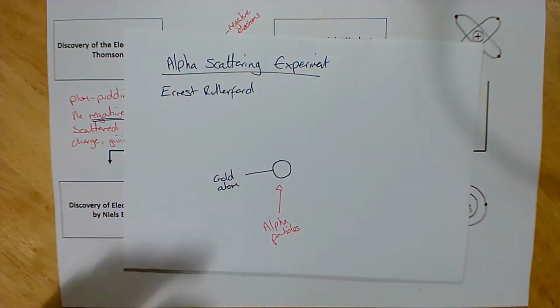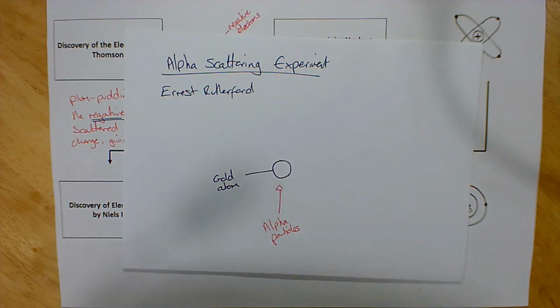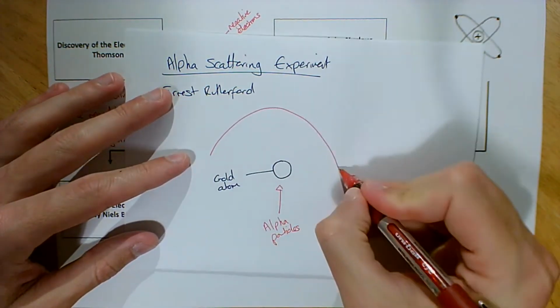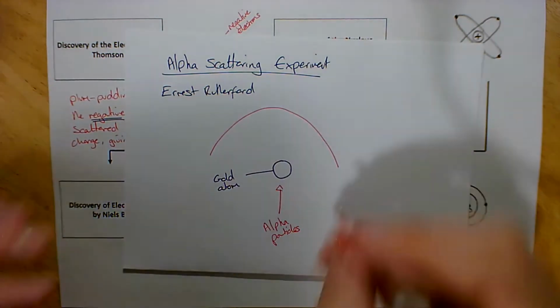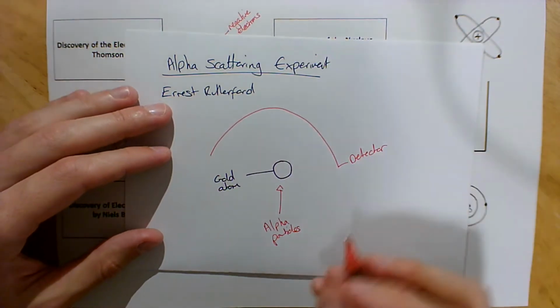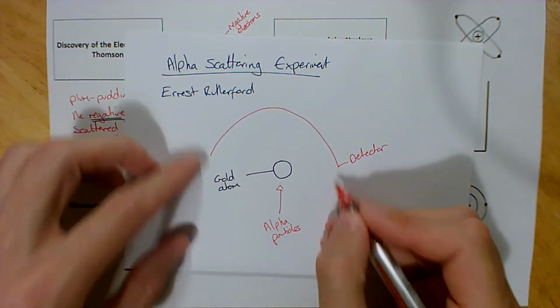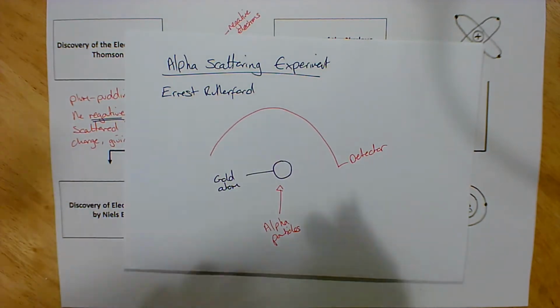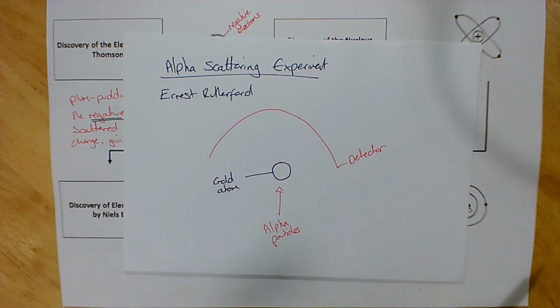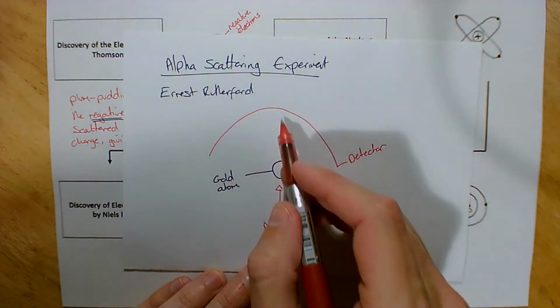Now, if the plum pudding model had been correct, then these alpha particles should have travelled straight through the atom and then been detected on the other side. So he had a detector. He actually had a detector set up in a circumference around the atom. And it actually went all the way around. So he's firing alpha particles at this atom of gold, or these atoms of gold. And if the plum pudding model had been correct, then every single one of those alpha particles would have travelled through and been detected here.